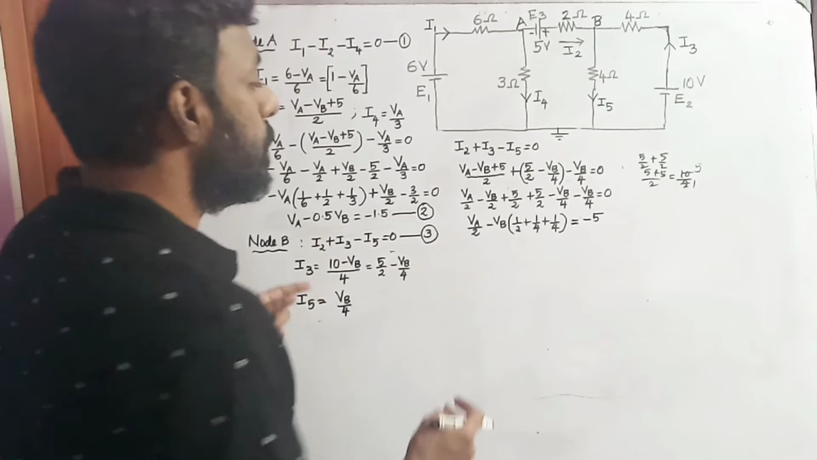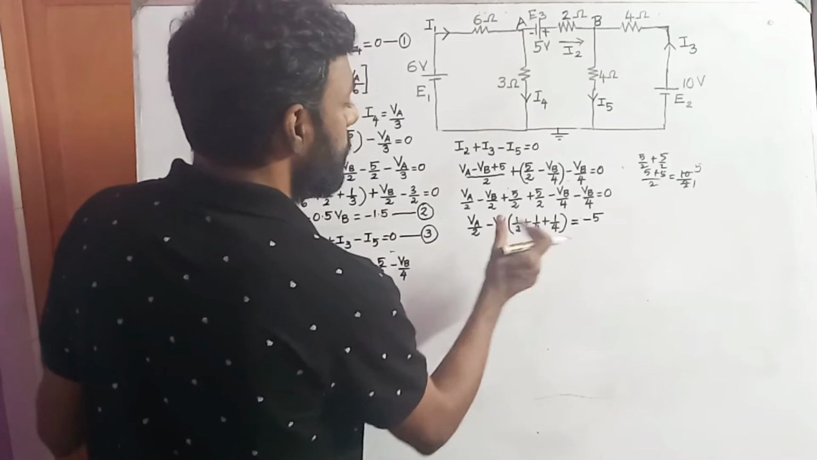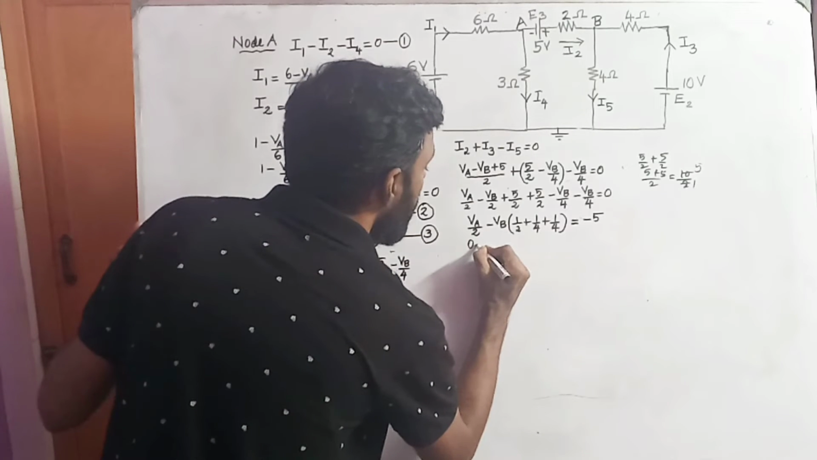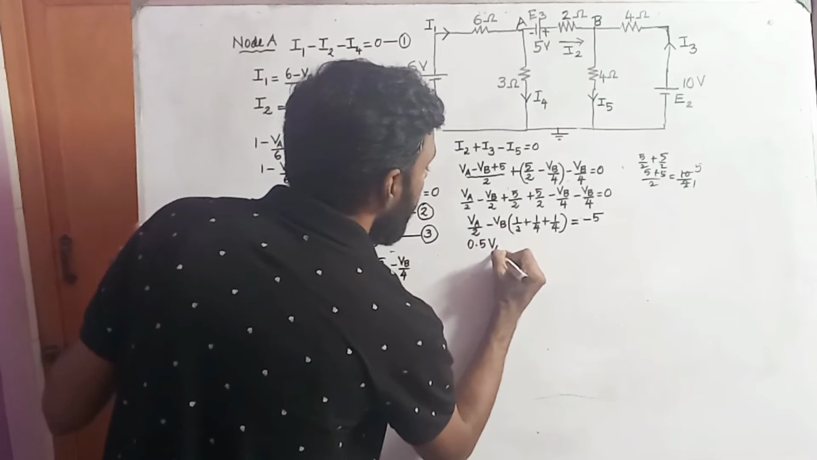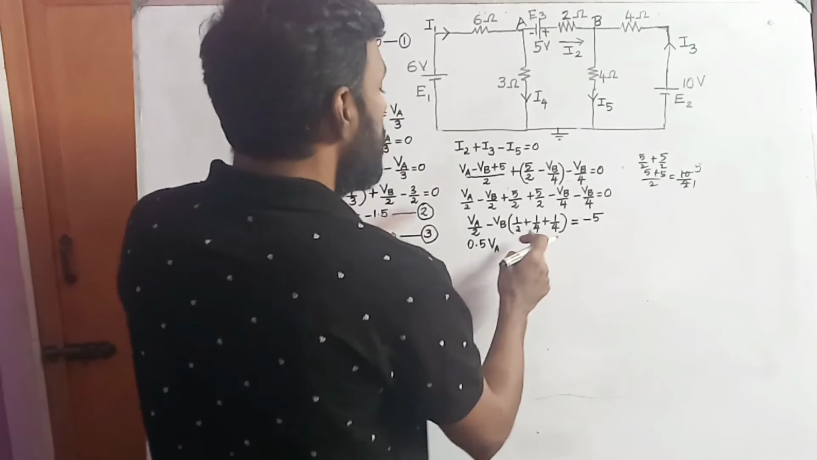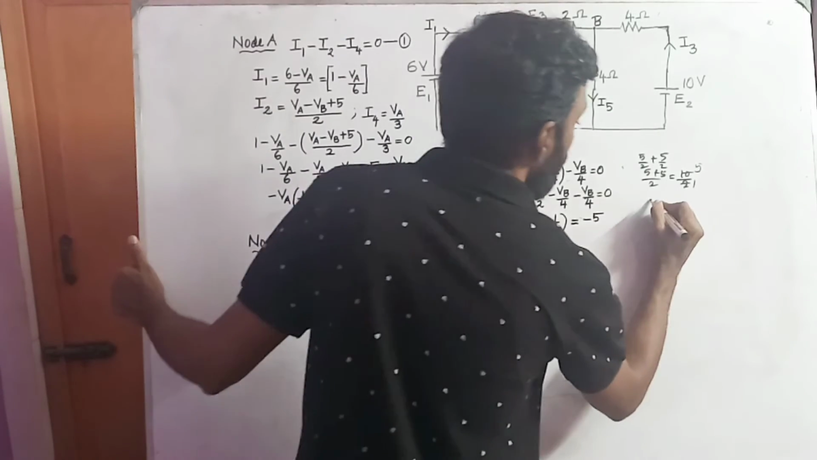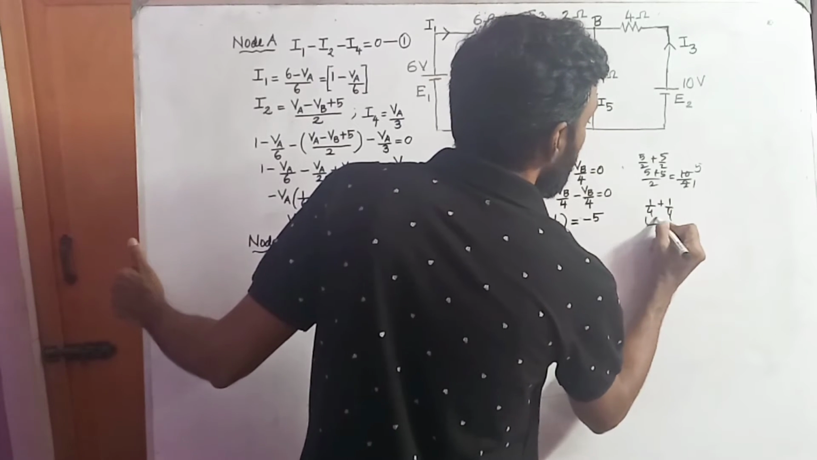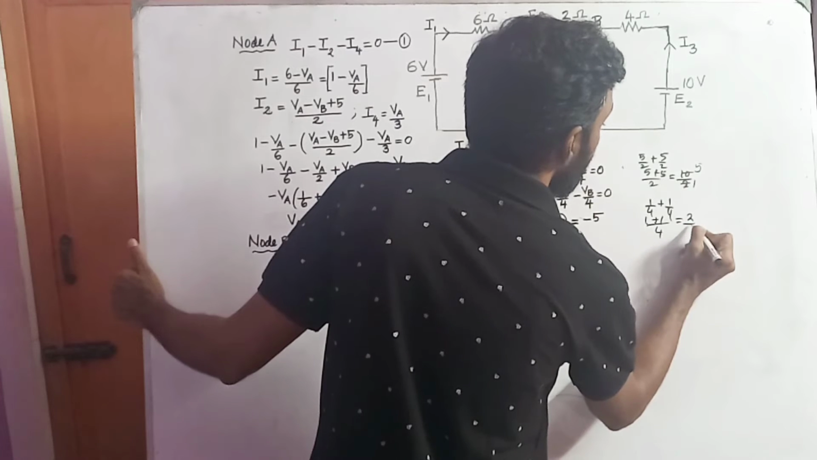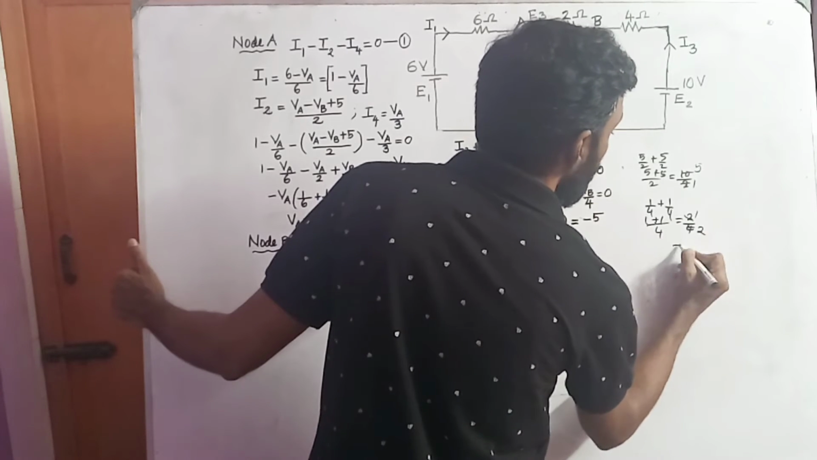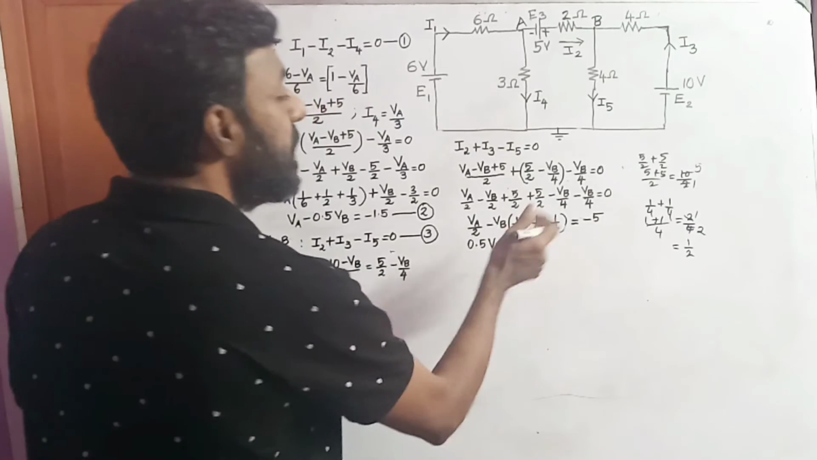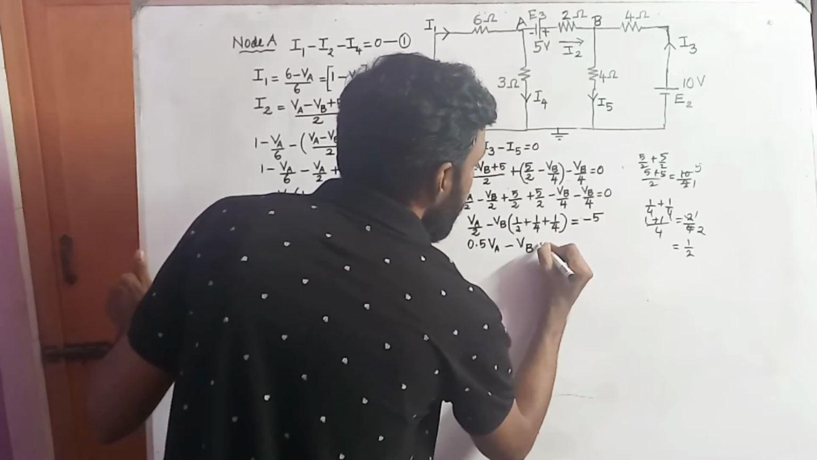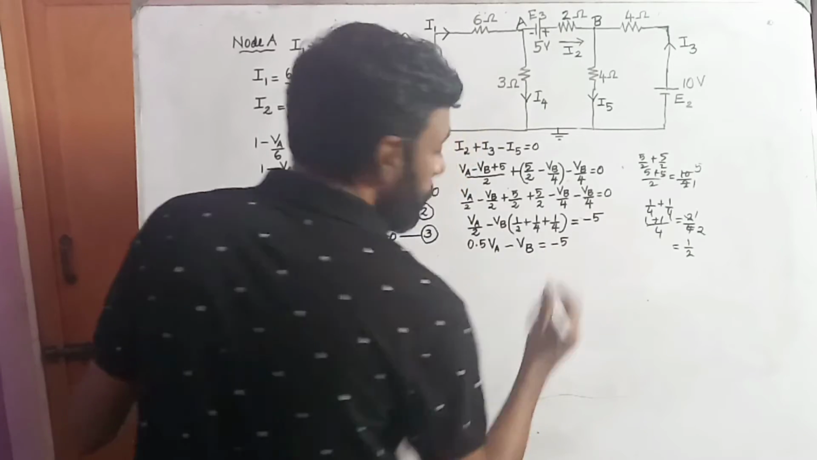Now I'm going to simplify this term. VA divided by 2 will be 0.5 into VA. Now here, what is 1 by 4 plus 1 by 4? It is 1 plus 1 over 4, which is equal to 2 by 4, and 2 ones are 2, 2 twos are 4, equal to half. Half plus half is 1, so minus VB equal to minus 5.